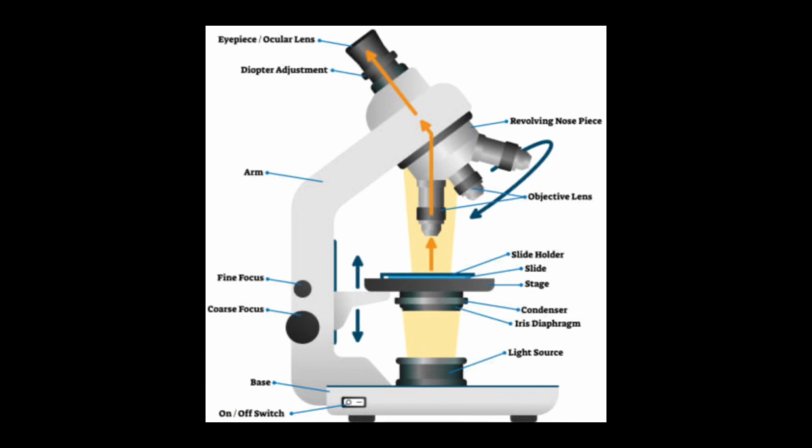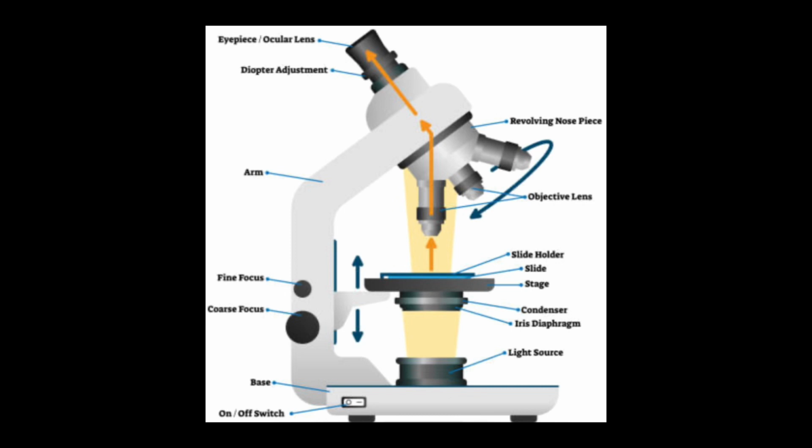The stage is where we will place the specimen. And the revolving nose piece has 2 to 4 objective lenses. We just have to rotate this nose piece in order to select the objective lens with the desired magnification. And what the objective lens does is magnify the light that passes through the specimen.